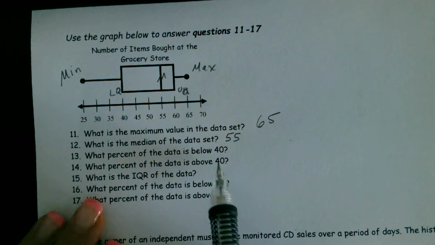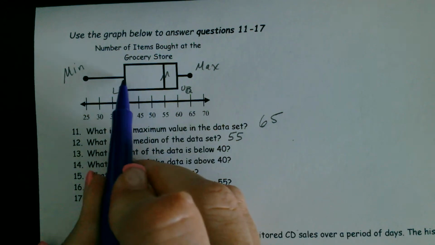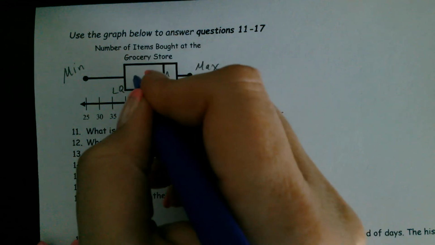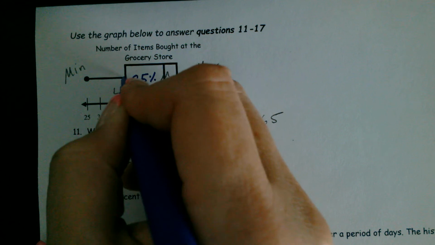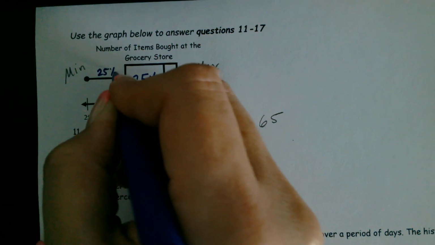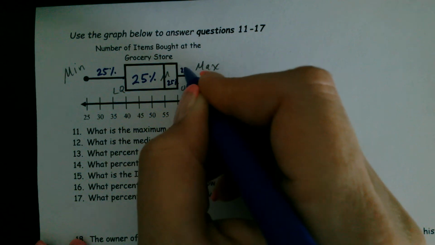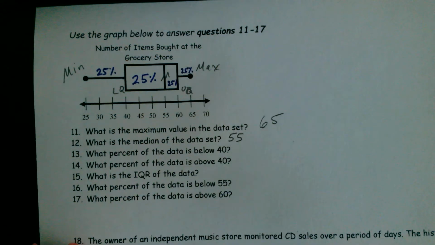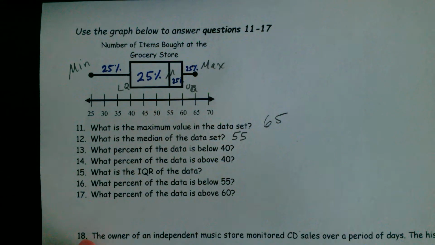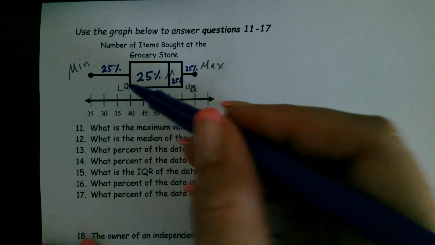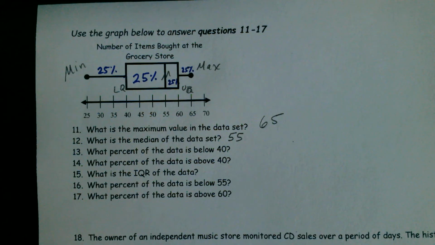What percent of the data is below 40? Remember that even though this box is larger than this box, this still represents 25% of the data. And from here to here represents 25% of the data, from here to here represents 25% of the data, and 25% of the data from here to here. This just means that there's a bigger range of the data in this section. It doesn't mean that there's more. It just means the range covers bigger values.